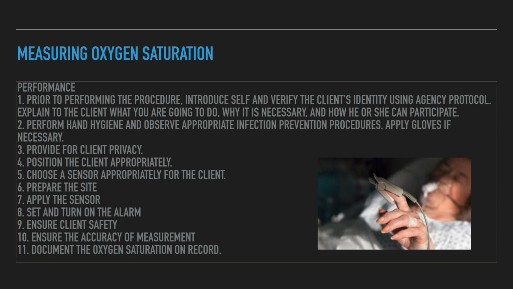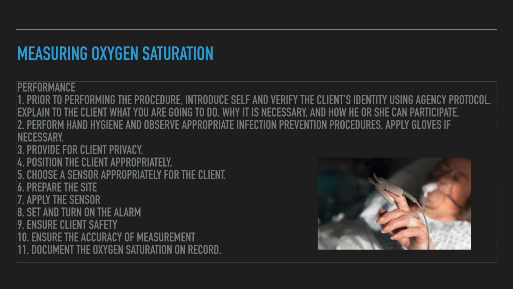Measuring oxygen saturation. First, check that the oximeter equipment is functioning normally. Explain to the client what you are going to do, why it is necessary, and how he can cooperate. Observe appropriate infection control. Provide for client privacy. Choose a sensor appropriate for the client's weight, size and desired location. If the client is allergic to adhesive, use a clip or sensor without adhesive.